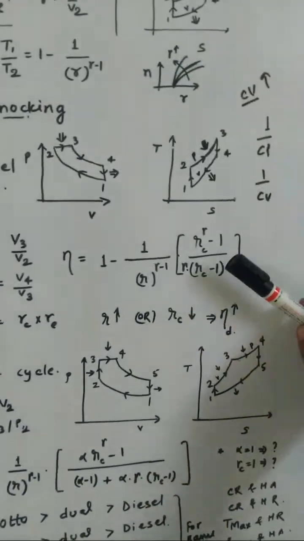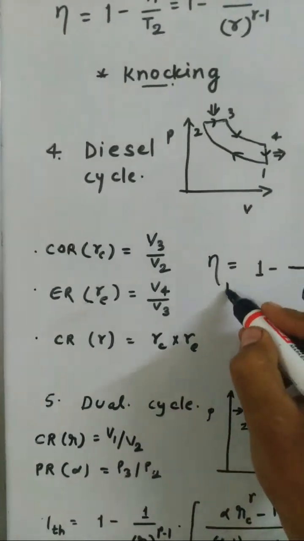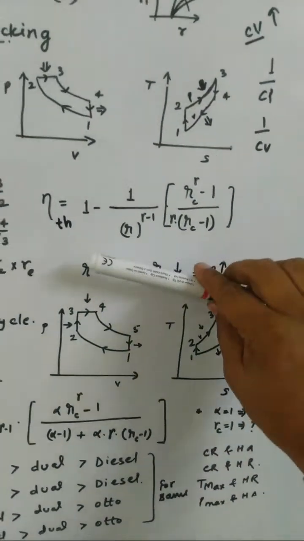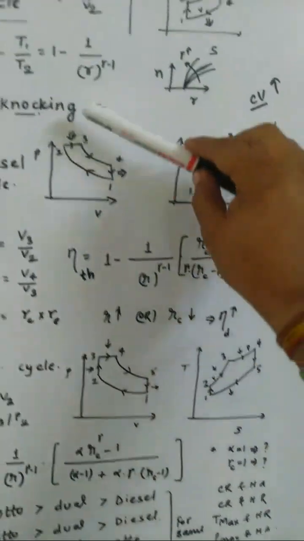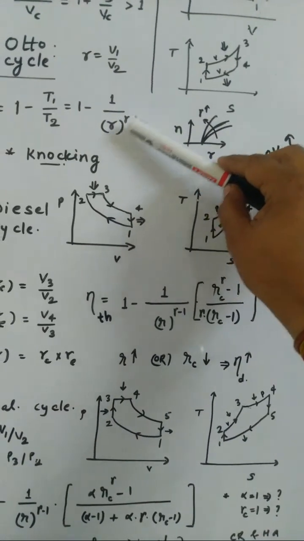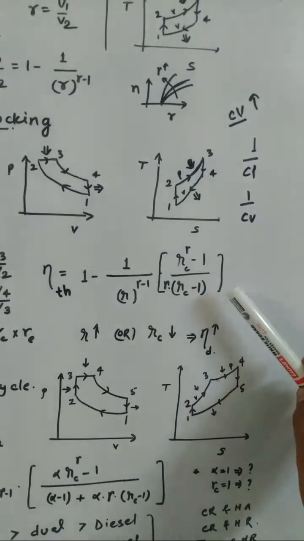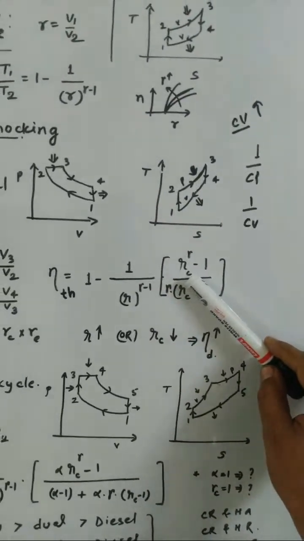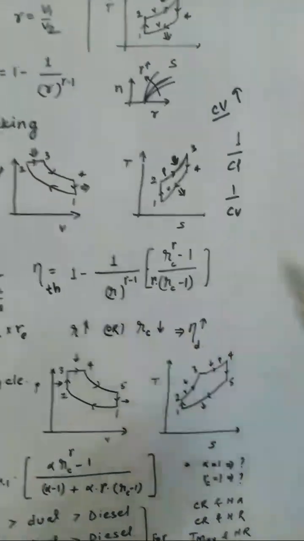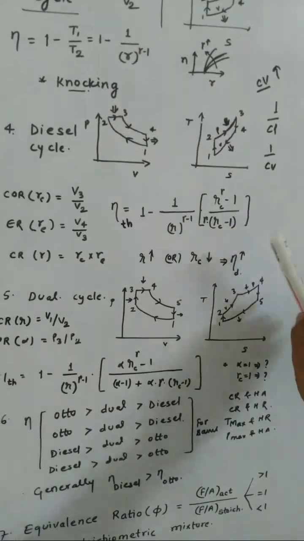And this is the formula for thermal efficiency. This is not just the efficiency, this is the thermal efficiency of the diesel cycle. It is the same as it was for the Otto cycle: 1 minus 1 divided by compression ratio to the power gamma minus 1. It is similar, with an additional term. The additional term is RC, the cutoff ratio, to the power gamma minus 1 divided by gamma into RC minus 1. You have seen the derivation in your course.